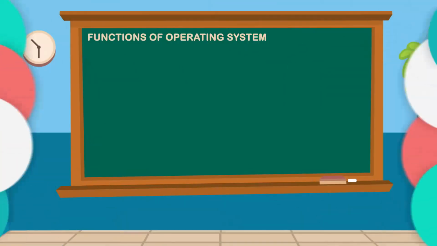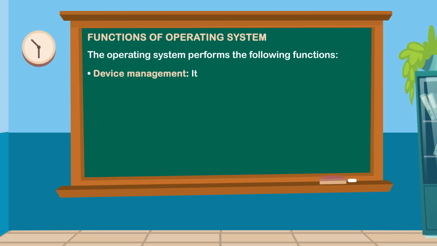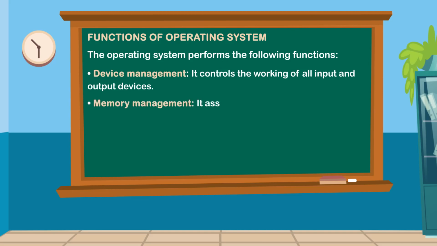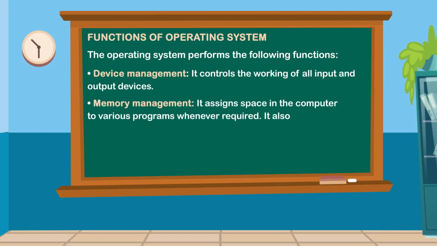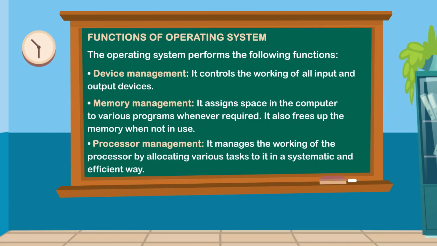Let's look at the functions of operating systems. The operating system performs the following functions. Starting with device management, an OS controls the working of all input and output devices. Second is memory management. It assigns space in the computer to various programs whenever required. It also frees up the memory when not in use. Third function is processor management. The OS also manages the working of the processor by allocating various tasks to it in a systematic and efficient way.